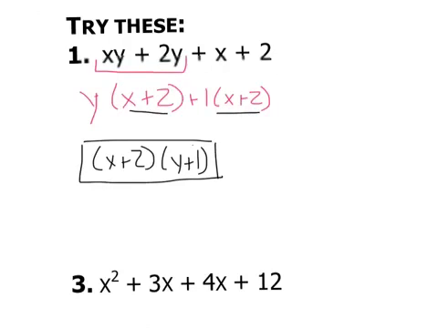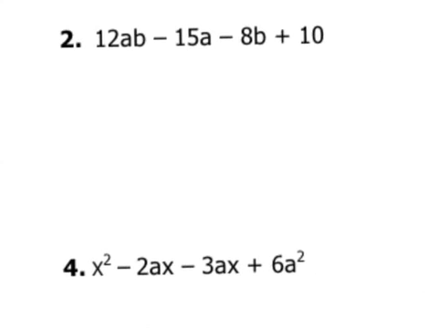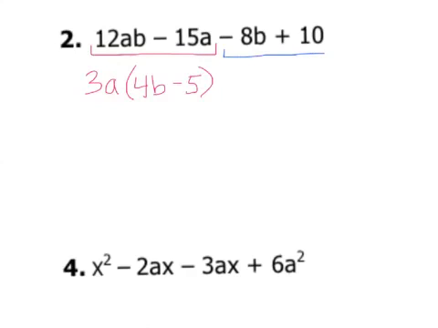Questions on 1? Okay, number 2. So out of my first grouping, 12ab and negative 15a, I can divide a 3 out, and I can divide an a out because they both have an a in common. So 12ab divided by 3a is 4b, and negative 15a divided by 3a is minus 5. Then I do my second grouping. So out of negative 8b and 10, what can I divide out? A 2, but do I need to take the negative with it or not? So looking at my first set of parentheses, I need 4b in the first place. So what am I going to have to divide out of negative 8b? Am I going to have to take the negative or not?